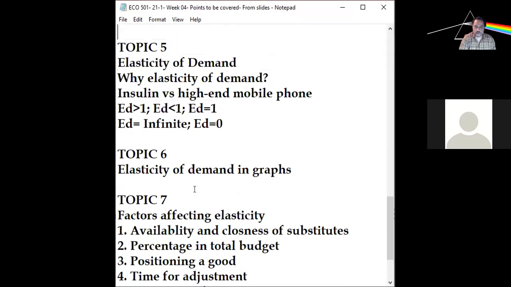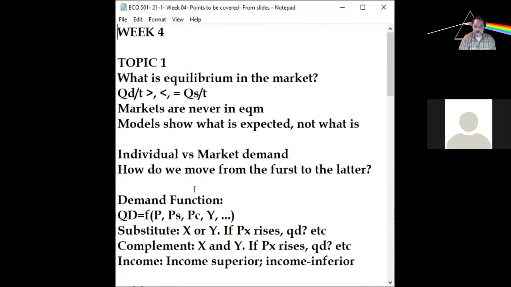Okay, so let me get back. So first of all, in topic 1, we are going to revisit what we understand by equilibrium in the market, and what we mean by individual and market demand, and what we mean by demand function.